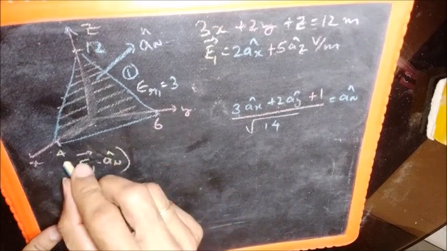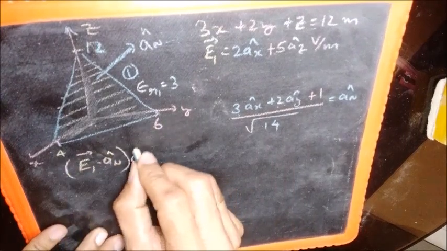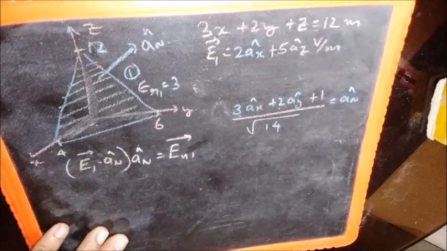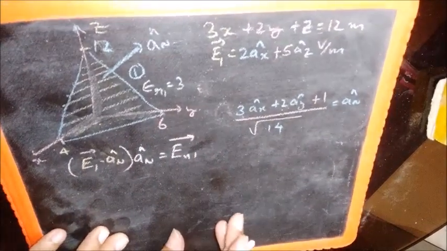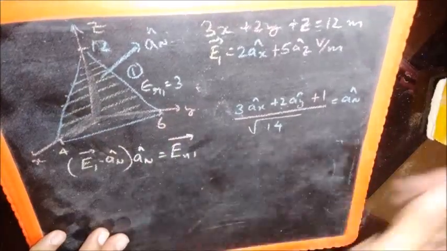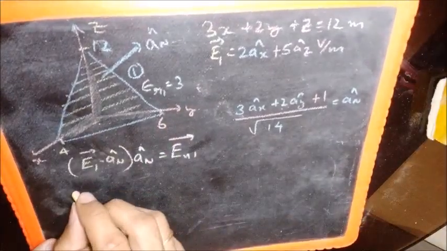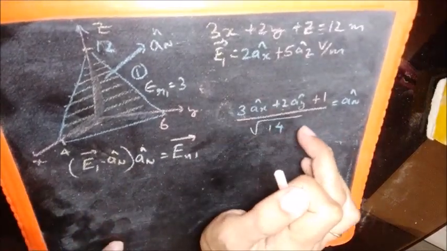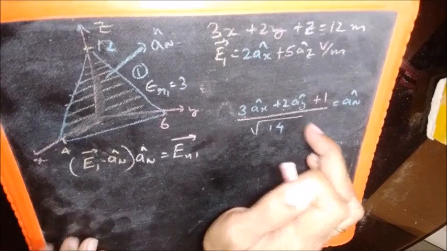And we do this to get the normal component of the electric field in region 1, that is behind the interface. So this gives us E1 dot an cap. E1 is here, dot it with an cap.